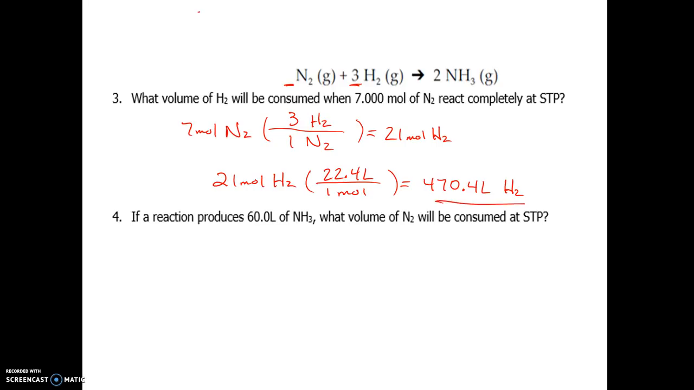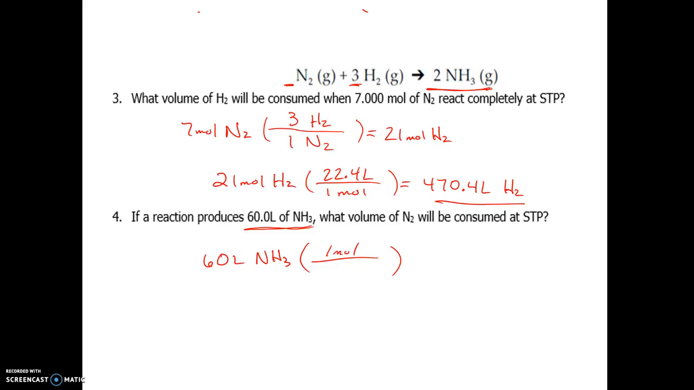So our next question, if a reaction produces 60 liters of ammonia, what volume of N2 will be consumed at STP? So this one's a little bit different because we're starting off with liters of our product, and we're trying to figure out how much of our reactant we end up using. And so if we're starting off with our 60 liters of NH3, our first step should be to convert it to a number of moles.